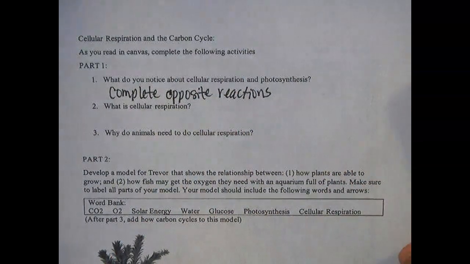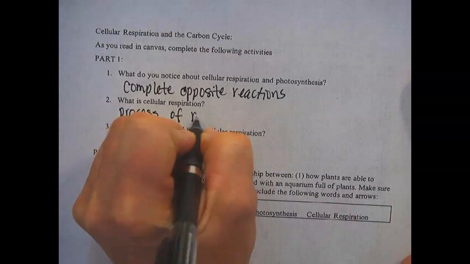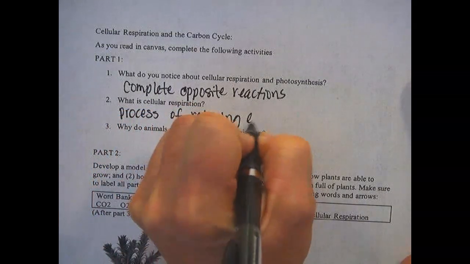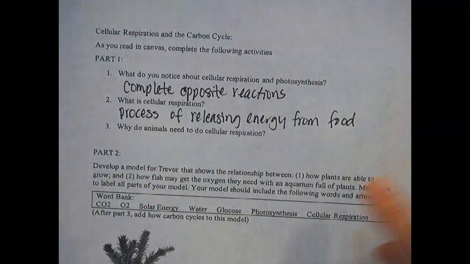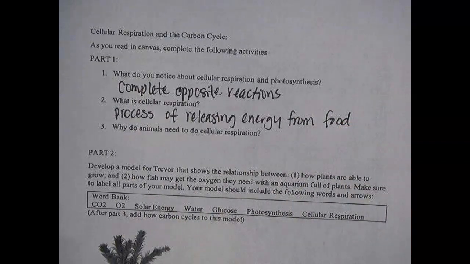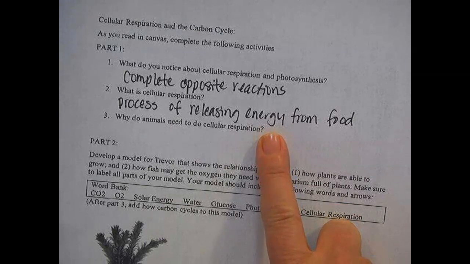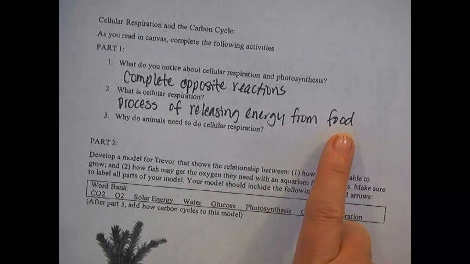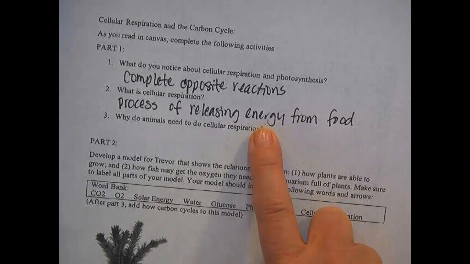So they're complete opposite. And cellular respiration is the process of releasing energy from food. So when we eat and we break down our food into glucose, our cells use the glucose. So that energy we get from our food that our cells need to live on is something called ATP. So in the process of cellular respiration, we're going to break down our food or glucose, and we're going to make a form of energy called ATP, and that's really what your cells live on.